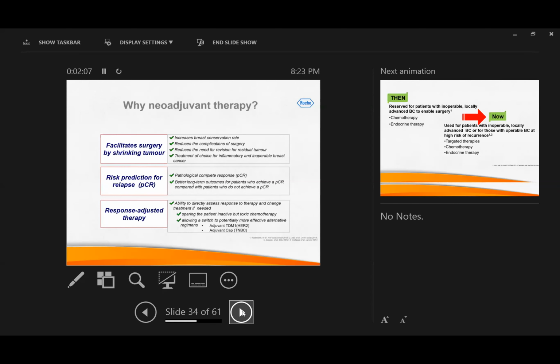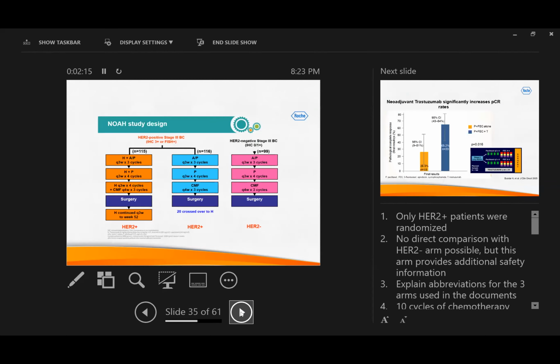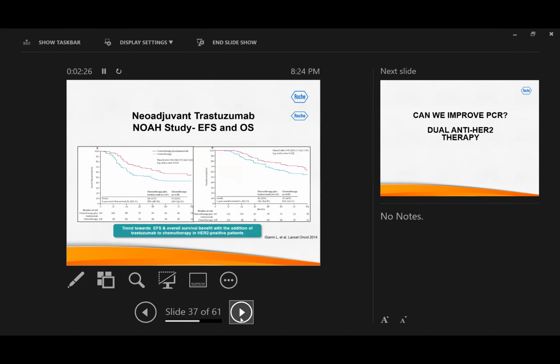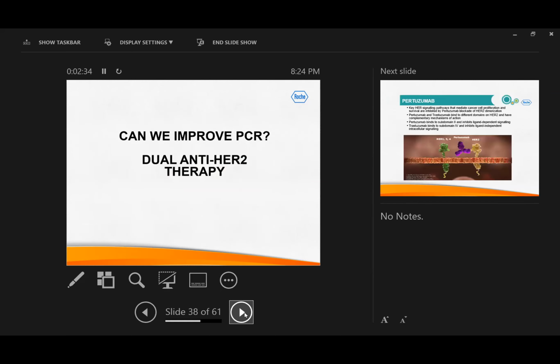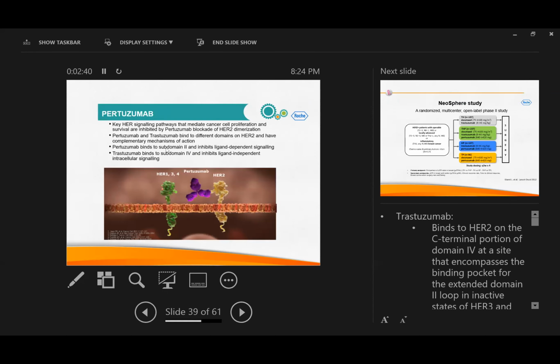And it also allows us to use this approach called response adapted treatment, which has been used in other cancers. So the NOAH trial looked at the neoadjuvant use of trastuzumab, and what they essentially found is that the rates of pathological CR went up to as high as 60% versus 26% when we use neoadjuvant trastuzumab. And this was associated with a big survival benefit in terms of event-free and overall survival. And then, we looked at the addition of pertuzumab. Now, pertuzumab works in a different fashion when compared to trastuzumab. It binds at a different subdomain at the extracellular level.